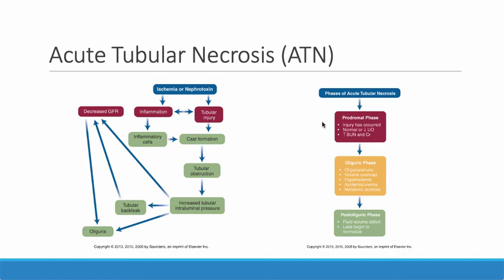Okay? There are 3 phases of ATN. There's the prodromal phase where the injury has occurred. The BUN and creatinine go up. Then that eventually leads to lower urine output. And then there's a post-oliguric phase where there's a fluid volume deficit, but the labs begin to normalize then.